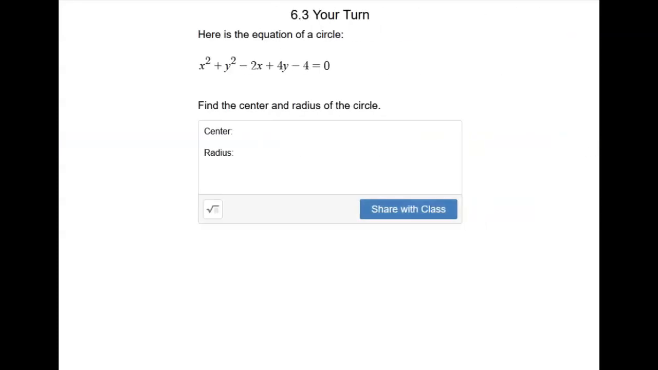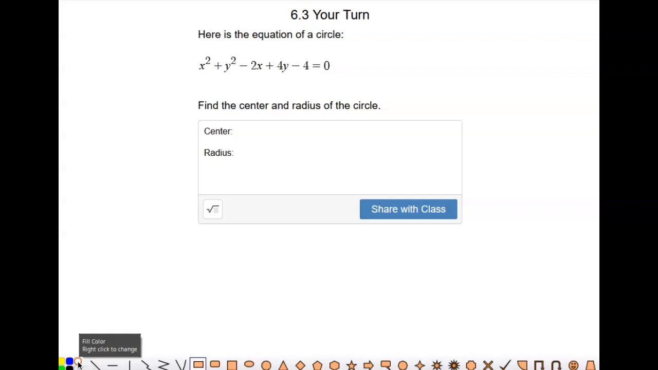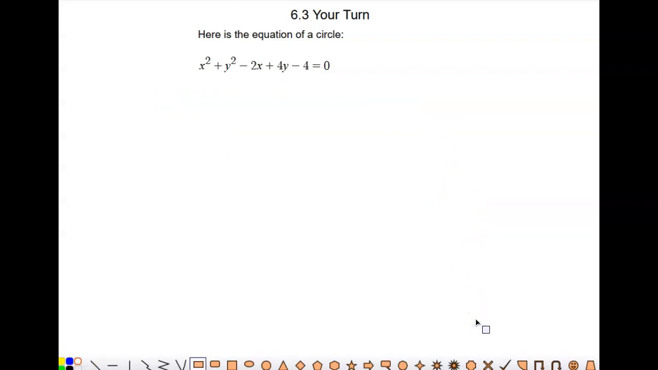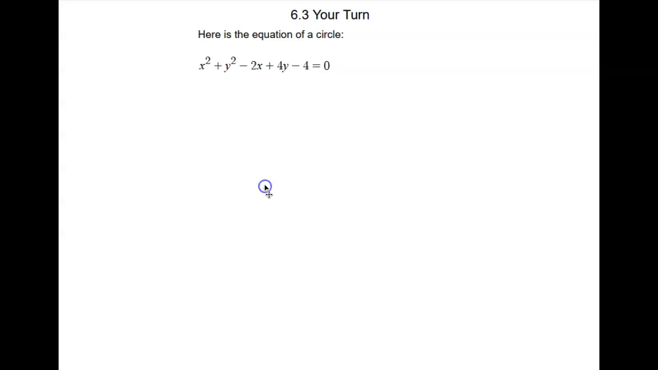Okay, so we're just going to look here. We're going to do this one together, and then I'm going to let you guys try another one on your own. So here's how we're going to start. I'm going to cover this up. Our goal is to find the center and the radius of this circle. So that's what we're going to do first. But in order to do that, we have to go through all those steps first. So the first thing we want to do is move this 4 over to the other side.